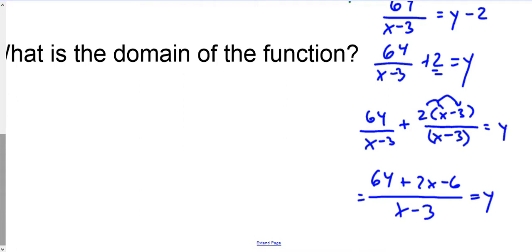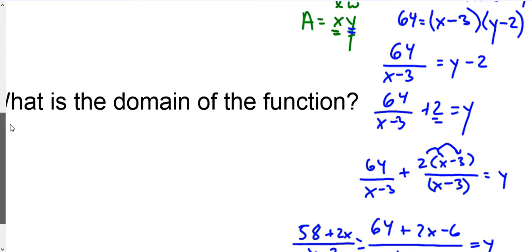Answer. Now, when we simplify this, we'll have 58, because 64 minus 6 is 58, plus 2x, all over x minus 3. So now that's our y value.